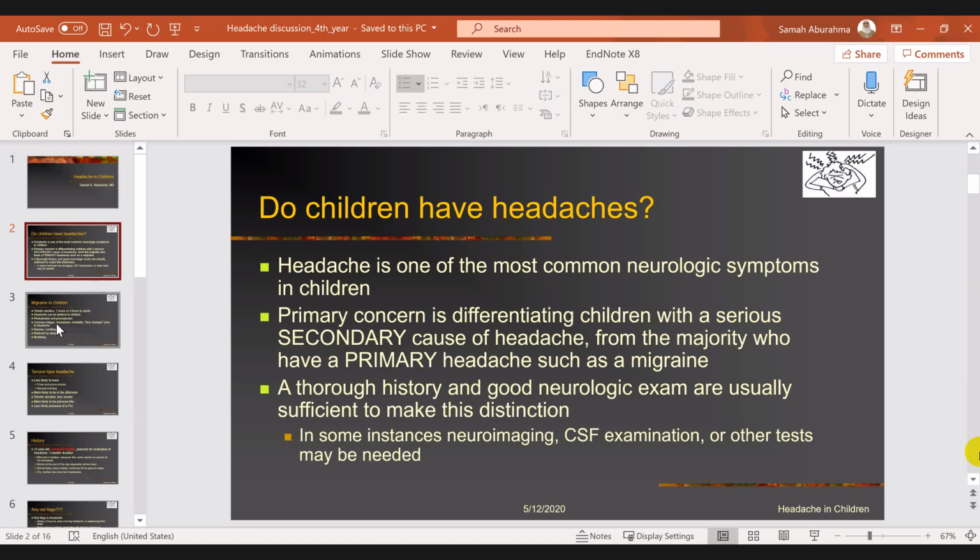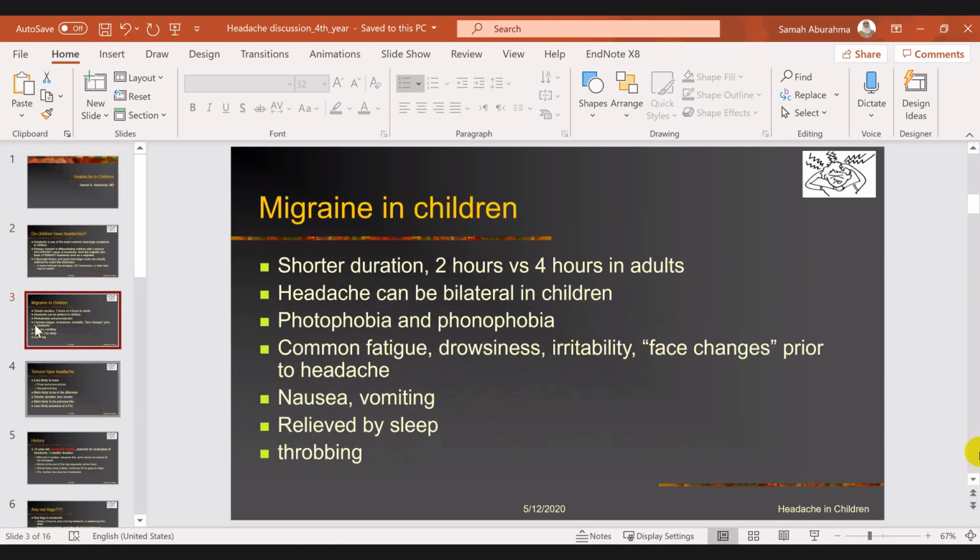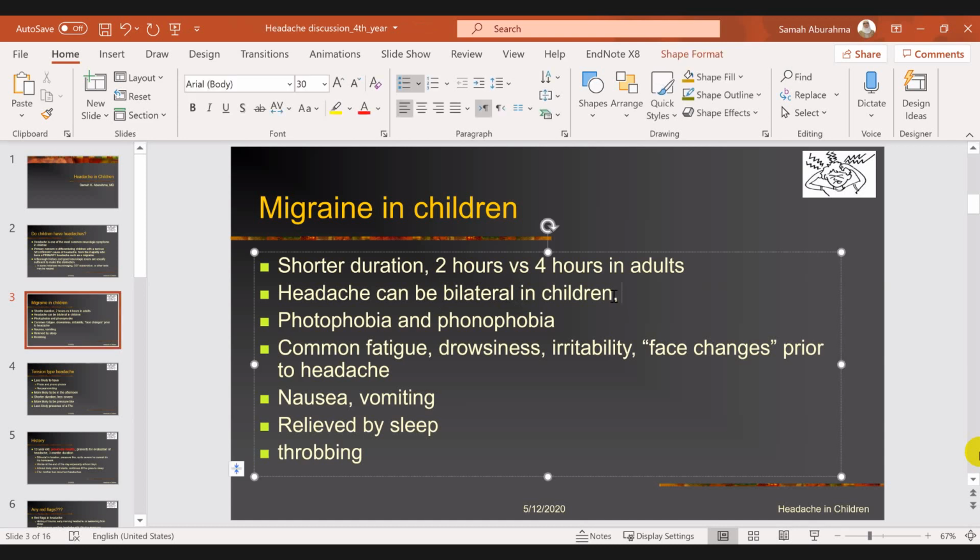So children can have headaches. Children can have migraines, just like in adults. In adults, we usually say the criteria for migraine is 4 hours duration. In children, we accept a 2-hour duration as a criteria for the headache. So children are different than adults as far as migraine criteria, because we can accept a shorter duration of headache. In children as well, the migraine headache can be bilateral, whereas in adults, usually adults will have mostly unilateral headaches. So it's unilateral in adults.